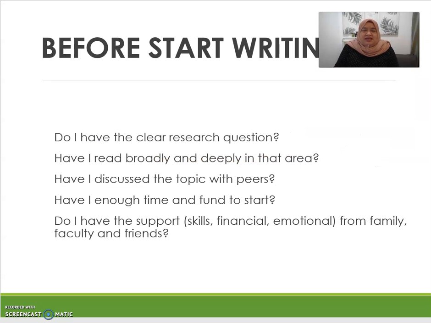Before we start writing, here are a few things that you have to bear in mind. So the first question will be, do I have a clear research question? Research question is very important, as has been explained before. Research question will guide you on how to determine your research scope, to what extent you would like to conduct the research, and secondly, how you want to do your research. So all of these questions need to be ruled out first before you can proceed to the next question.